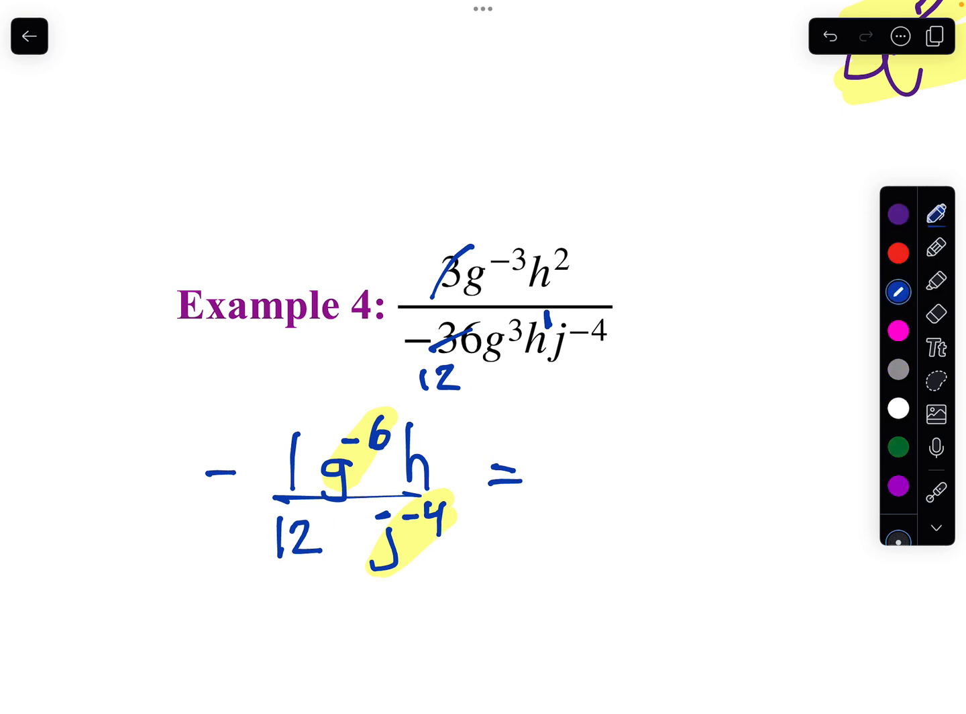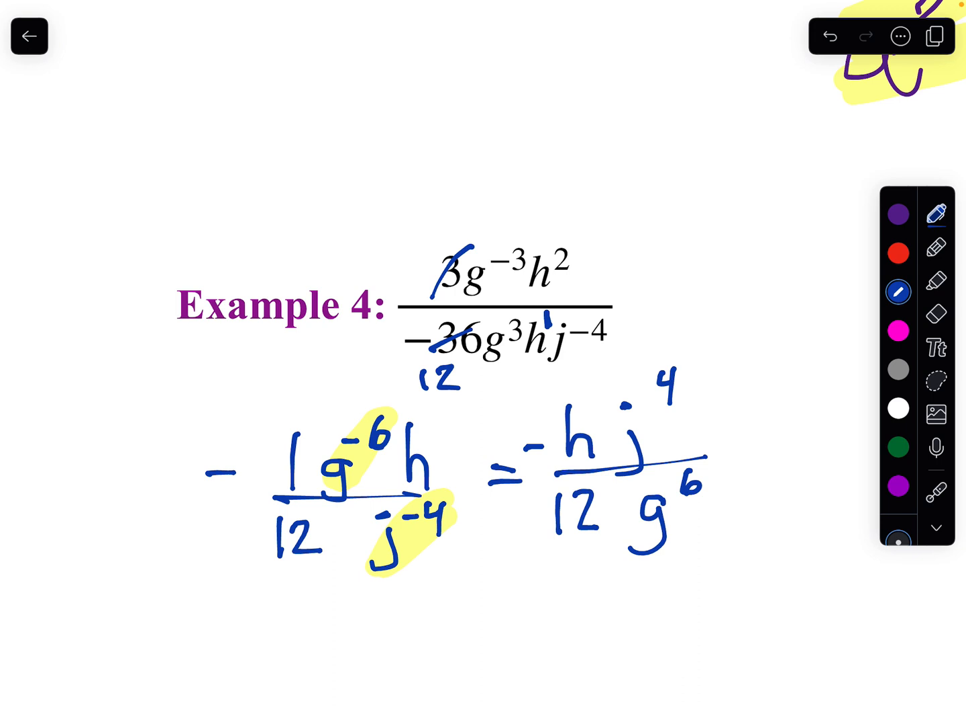I don't need that 1 anymore because I've got a numerator of h, don't I? And then j to the fourth goes in the numerator. 12 stays in the denominator. It's still negative. And then g to the 6 goes in the denominator. Negative numbers are negative numbers. We don't flip negative numbers. Only negative exponents do we flip.